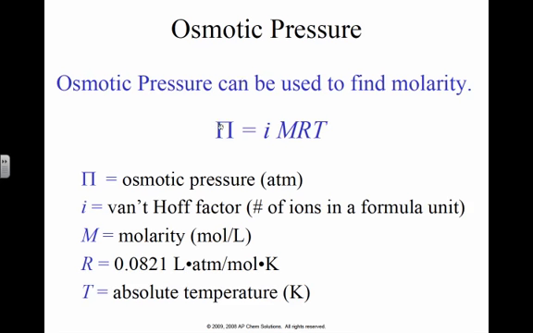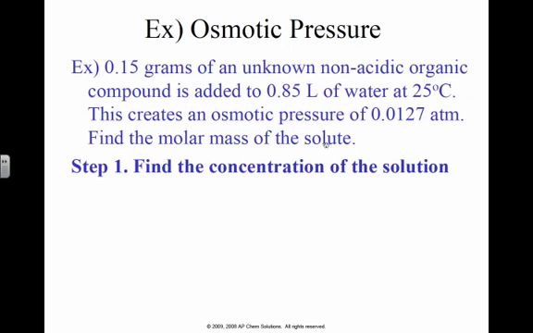Osmotic pressure is equal to i, van 't Hoff factor, M, molarity, R, 0.0821, and of course temperature needs to be in Kelvin. So 0.5 grams of an unknown non-acidic organic compound, this is just telling you that it has a van 't Hoff factor of 1, is added to 0.85 liters of water at 25 degrees Celsius. This creates an osmotic pressure of 0.0127 atm. Find the molar mass of the solute.